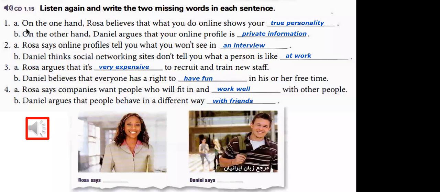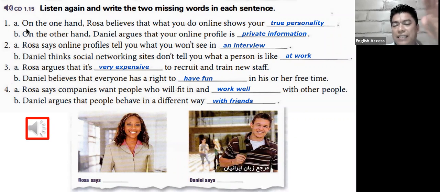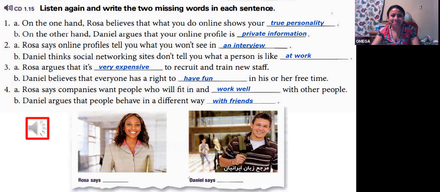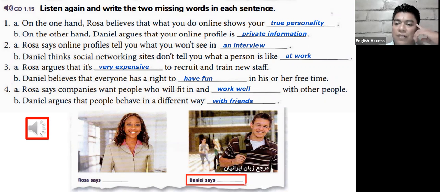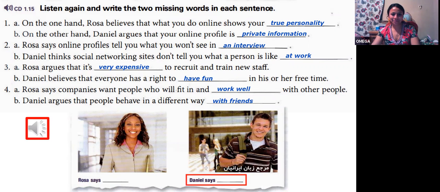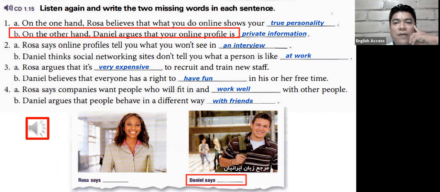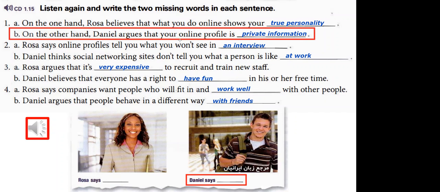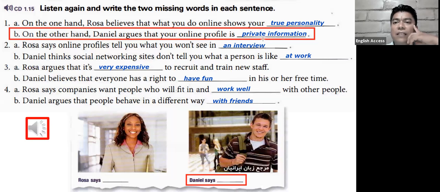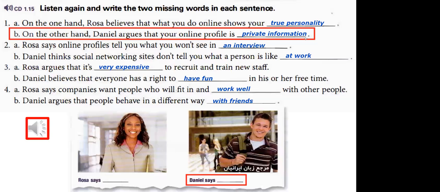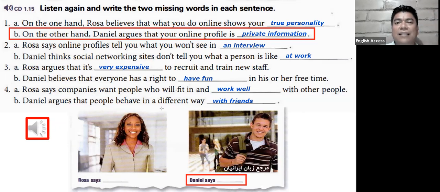All right. Now here you have 8 different sentences. Out of all of them, who do you agree with? I think Daniel. 50-50. All right. Who says Daniel? Me. So you agree with Daniel? Yes. Daniel argues that your online profile is private information. Do you agree with that? Absolutely. Awesome.